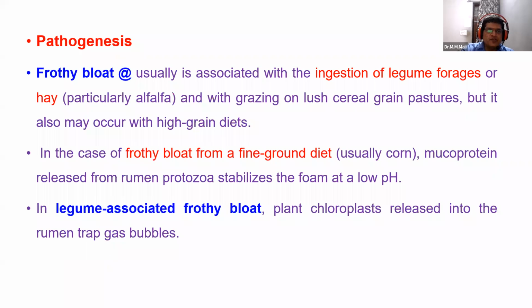Coming to the pathogenesis of frothy bloat, it is usually associated with the ingestion of legume forages or hay, particularly alfalfa hay, and with grazing on lush cereal grain pasture, but it may also occur with high grain diets. In the case of frothy bloat from a finely ground diet, usually corn, a mucoprotein released from the rumen protozoa stabilizes the foam at a low pH. In legume-associated frothy bloat, plant chloroplasts released into the rumen trap gas bubbles. This helps in accumulating the frothy bloat in the rumen.